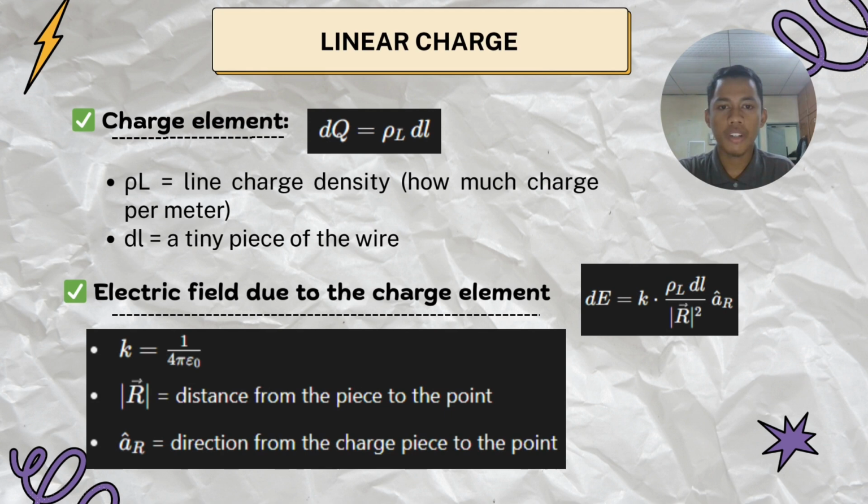Okay, let's discuss the linear charge equation. For the charge element, the key points are rho L and dl. For the electric field due to the charge element, the key points are Coulomb constant K, R, and a hat R. A hat R refers to the direction from the charge piece to the point.